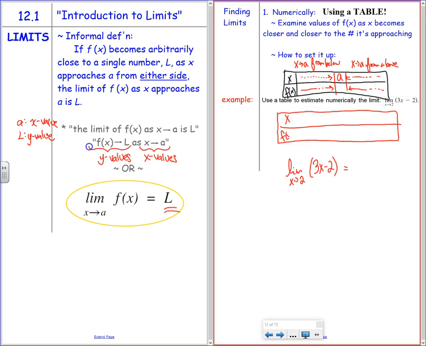Plug that in as x approaches, hold on, who's the a in this problem? What's x approaching? x is approaching 2. So I'm going to put a 2 in the very middle. But a limit does not ask the question, what's going on at 2? That's not what a limit asks. It's not about what's going on at 2. It's about what's going on as we get closer and closer and closer to 2.